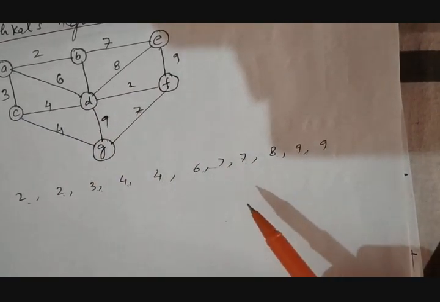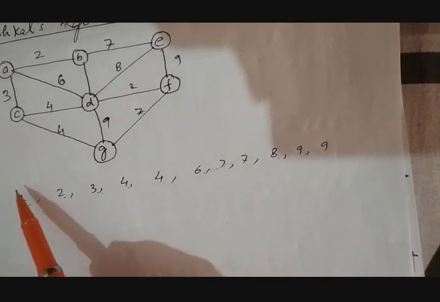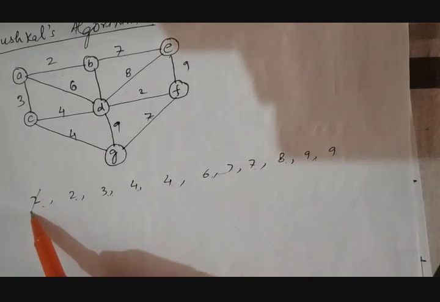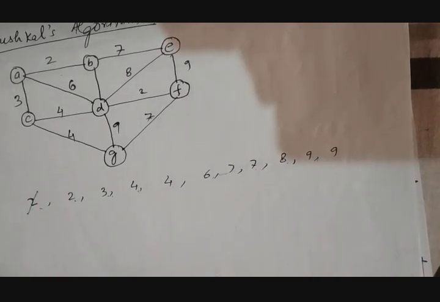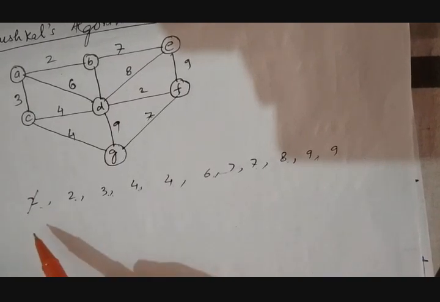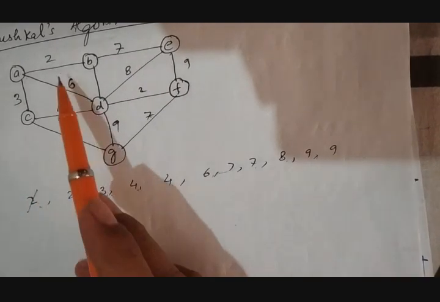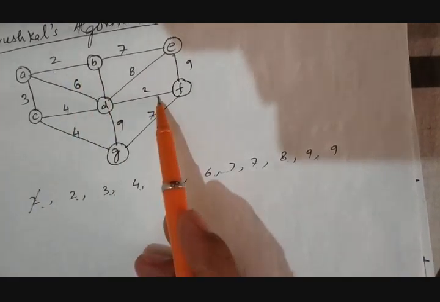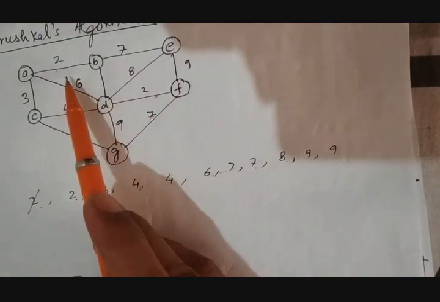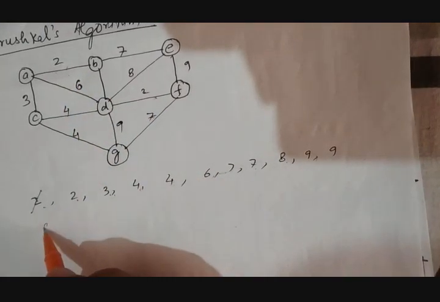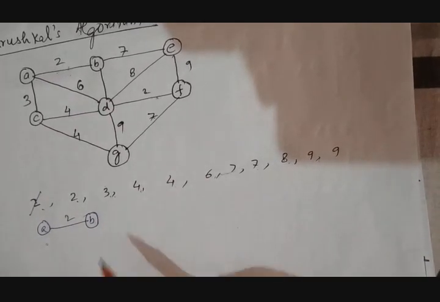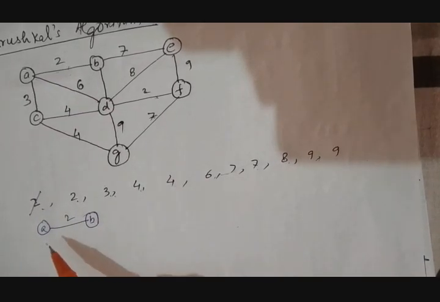Now the next step is to pick up each edge one by one. First we pick the smallest weight edge and see whether it makes a cycle or not. Since there are 2 edges of weight 2, we can consider either edge. Now we are considering AB. Is this edge making a loop? No. So it will be considered here.